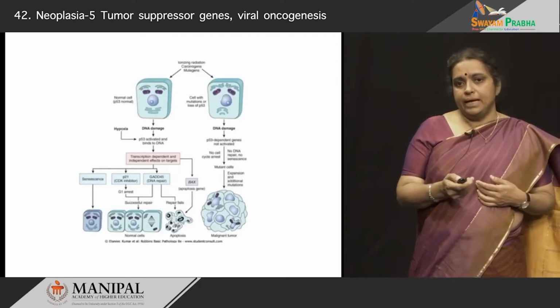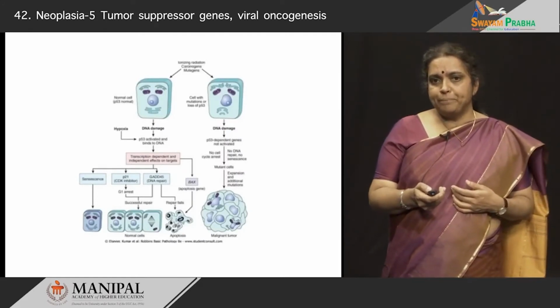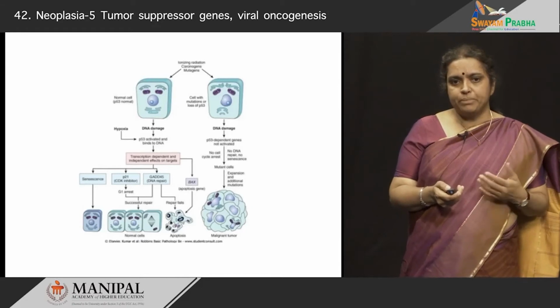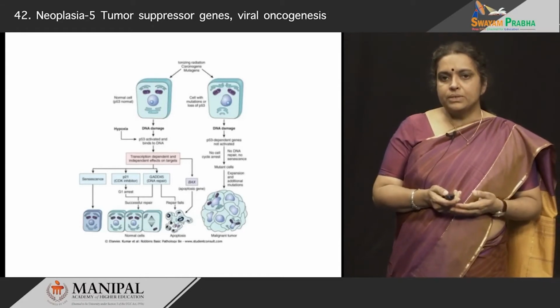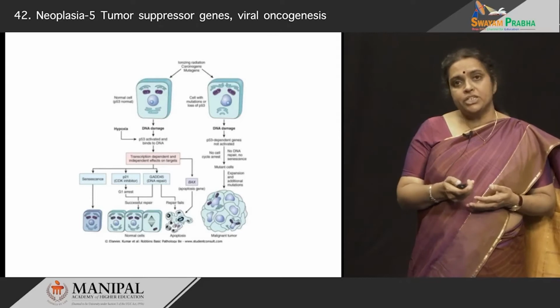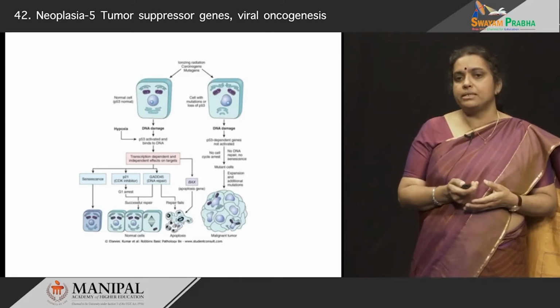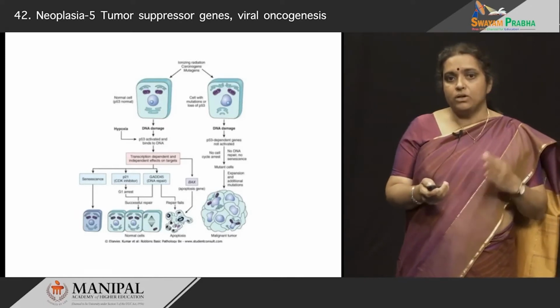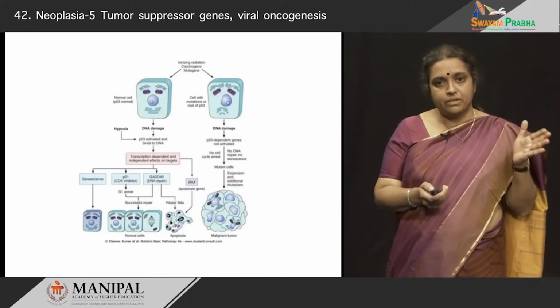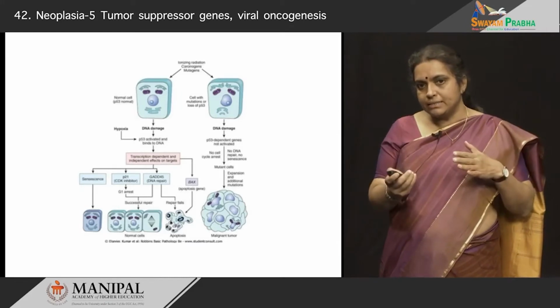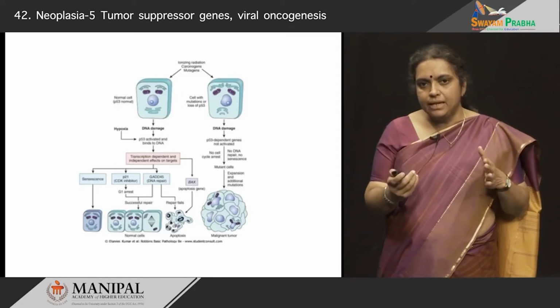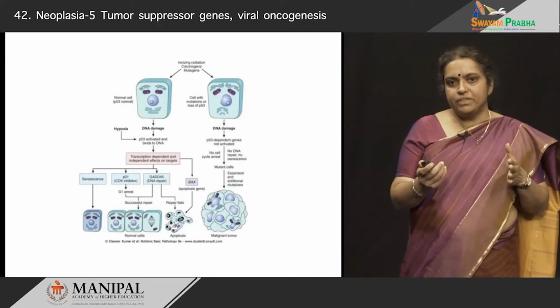So, this is just a diagram that shows the way in which p53 works. You have damage such as ionizing radiation, carcinogens or mutagens that can act on the cells. On the left is a normal cell where p53 is normal. On the right, which shows a crying face like cell, has a mutant p53.